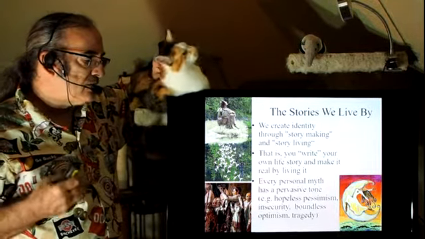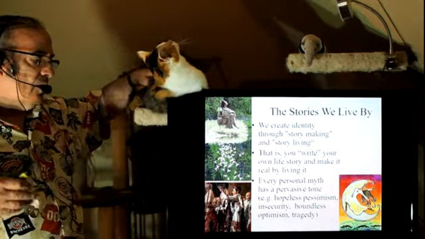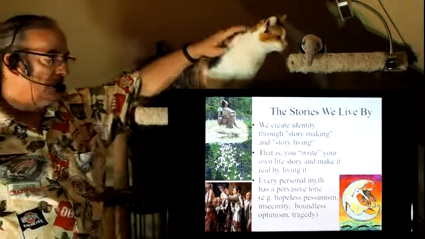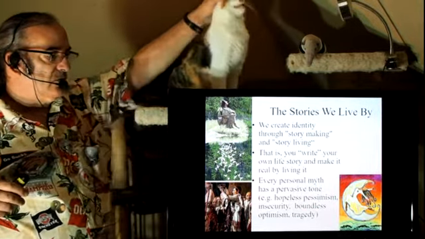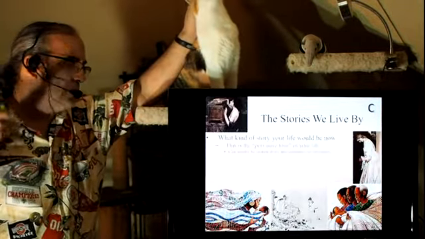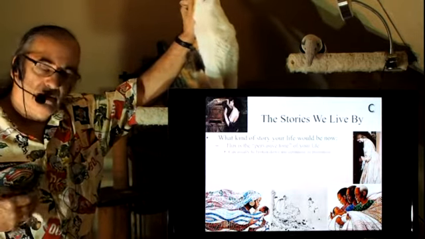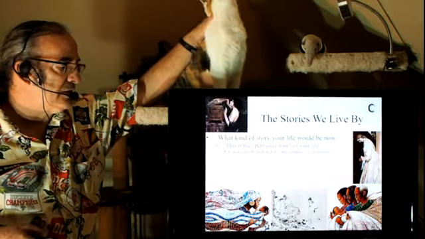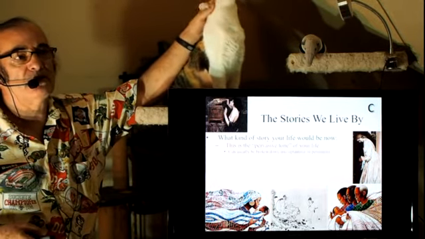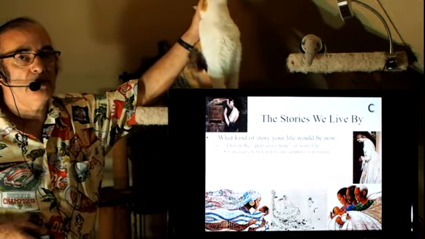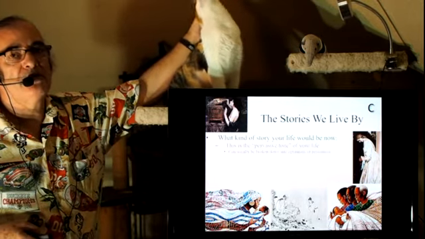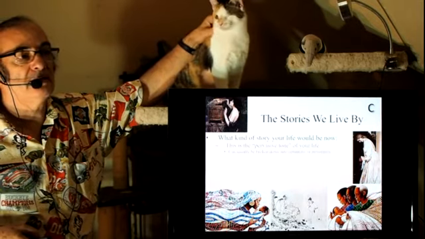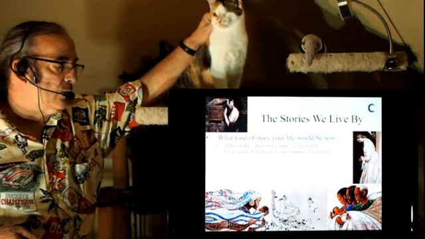Every personal myth has a pervasive tone, right? Hopeless pessimism, insecurity, boundless optimism, if you will, tragedy. So these characterize the story. So what kind of story would your life be now, right? This is the pervasive tone of your life, and it can usually be broken down into optimistic or pessimistic. Forward-looking with anticipation and a certain joy, or forward-looking with a kind of anxiety about what could occur.